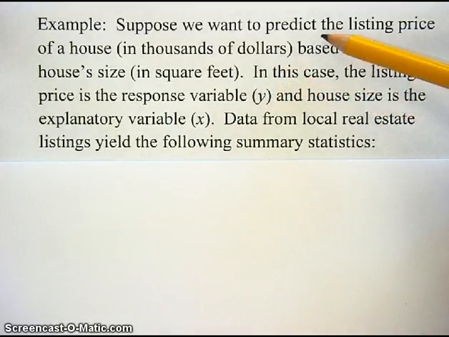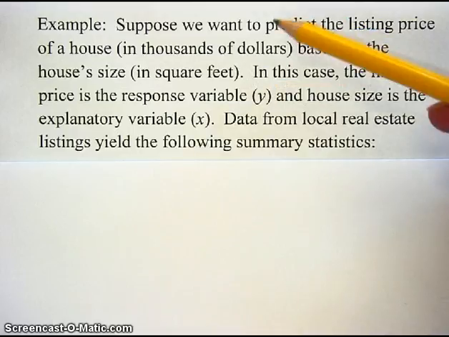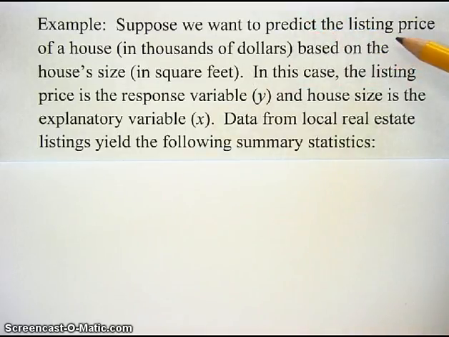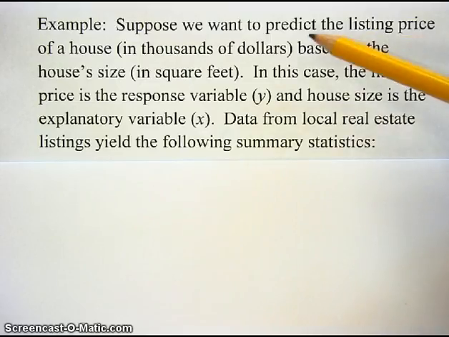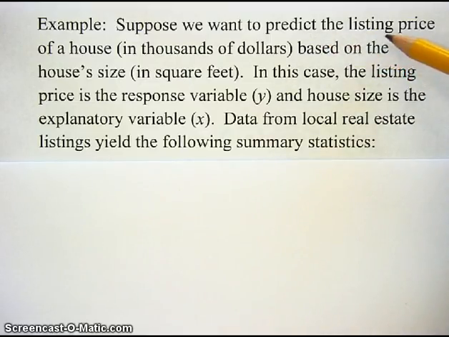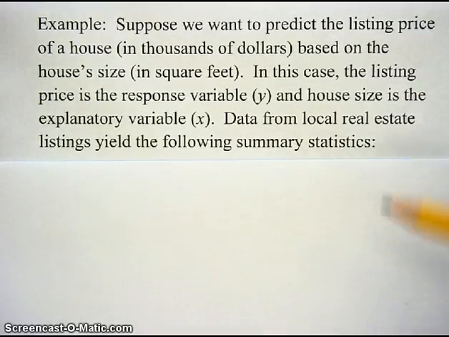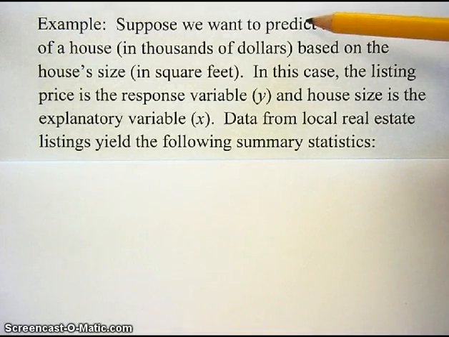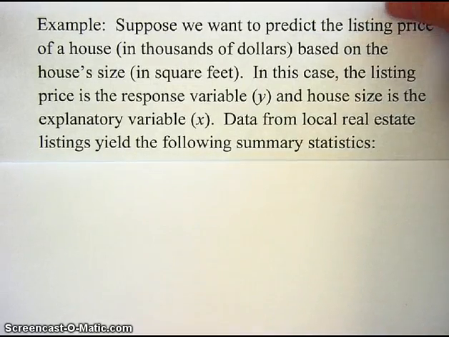Right there in that first sentence, you see the word predict. The variable that comes after that has to be your y variable or your response variable. The response variable is the one you're trying to predict. Since we're trying to predict the listing price, it has to be our y variable, our response. The other variable, house size, would be our explanatory variable. So whatever variable you're trying to predict is going to be the response variable.